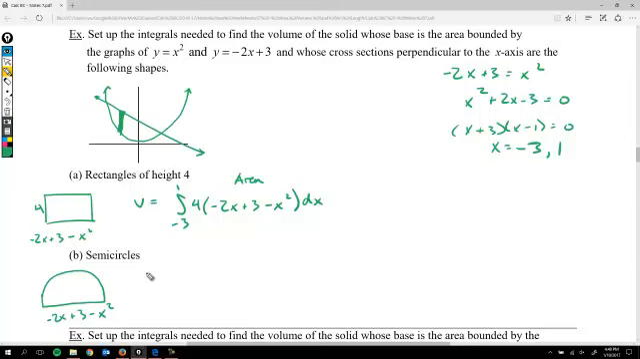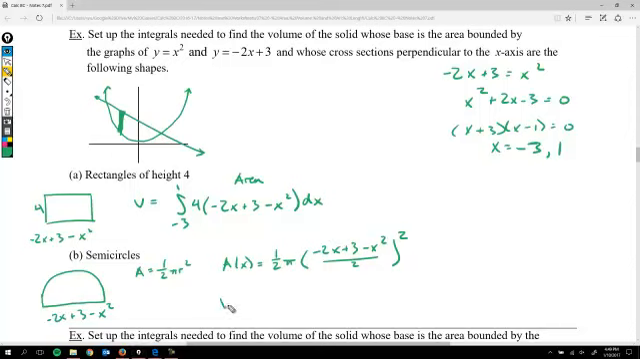Well, I know the area of a semicircle is going to be 1/2 pi r squared. So my area in terms of x is going to be 1/2 pi. Now my radius is going to be my diameter divided by 2, and I know all this is my diameter. So negative 2x plus 3 minus x squared divided by 2, and I'm going to square this. So there's my 1/2 pi r squared. This is the area of any given semicircle in this region.